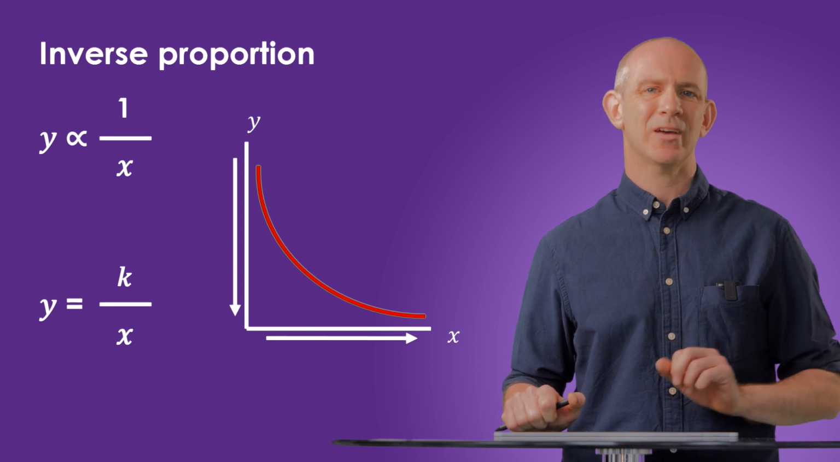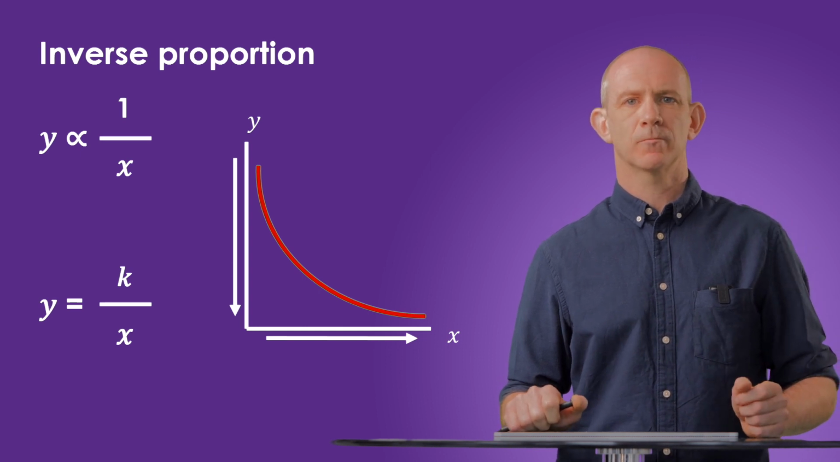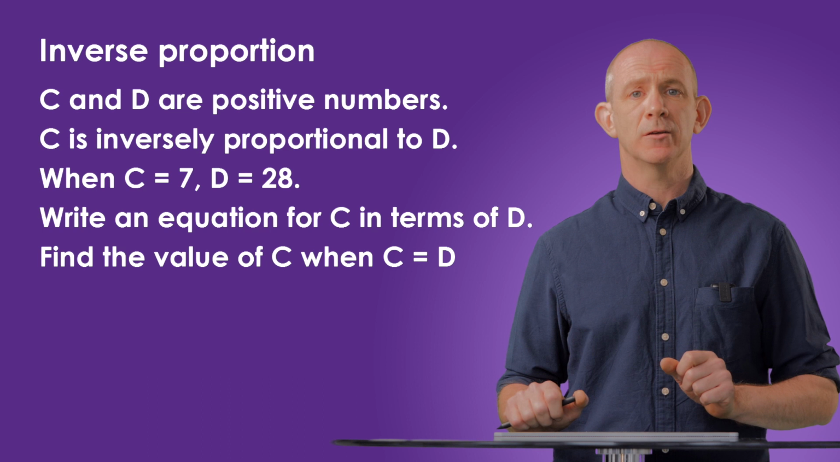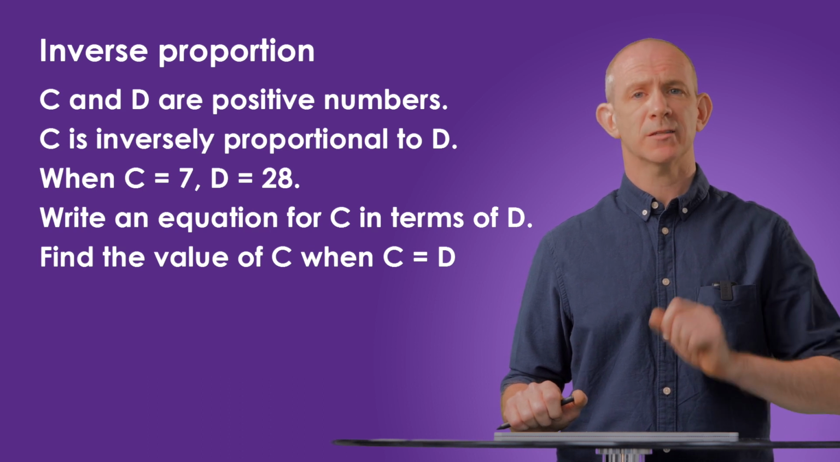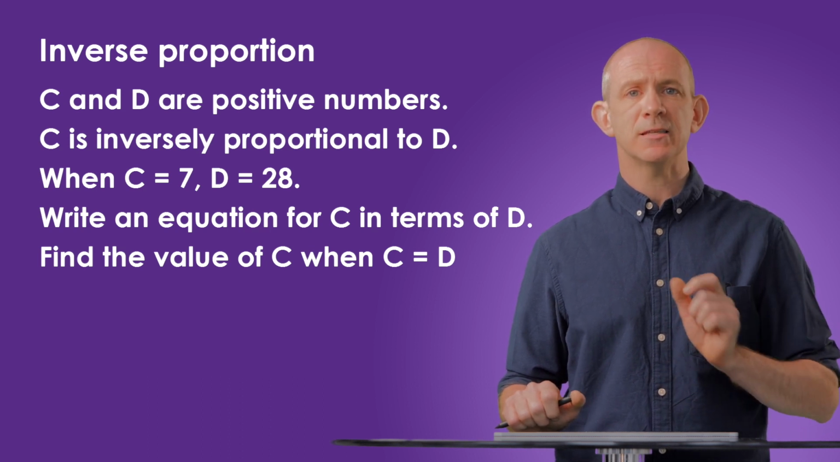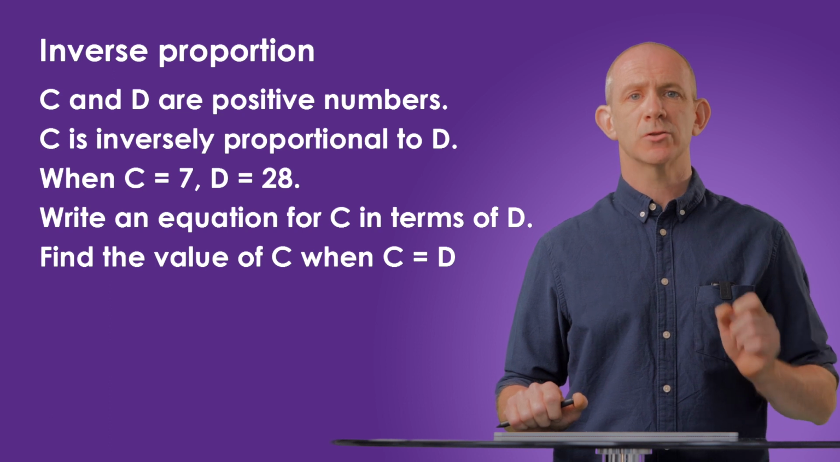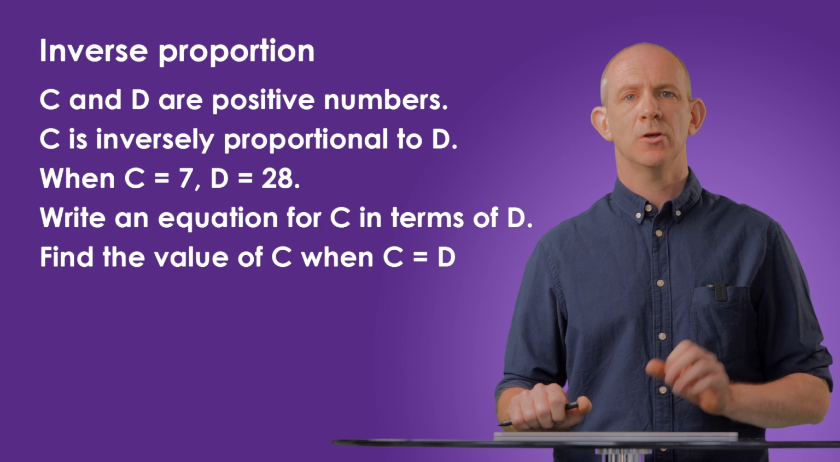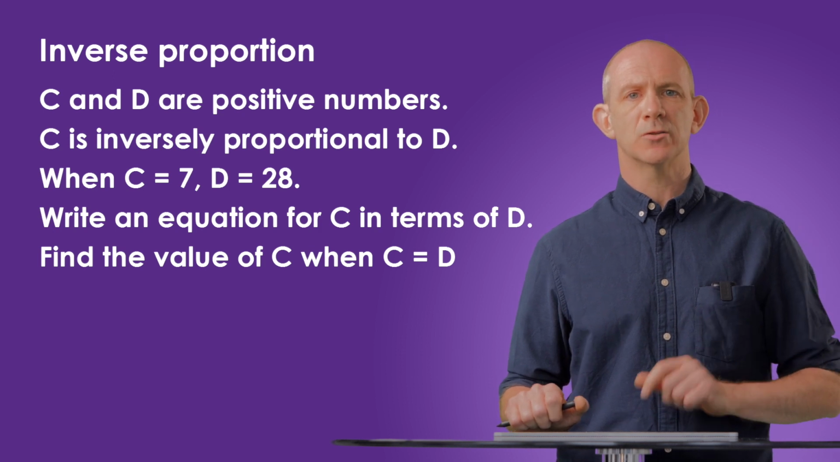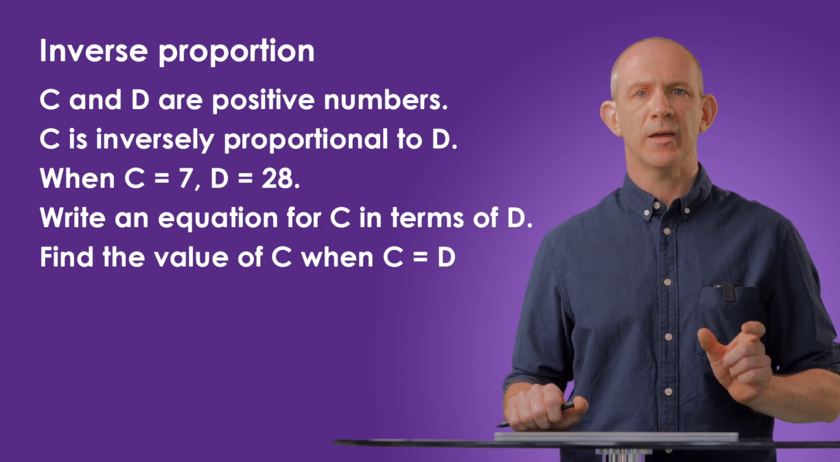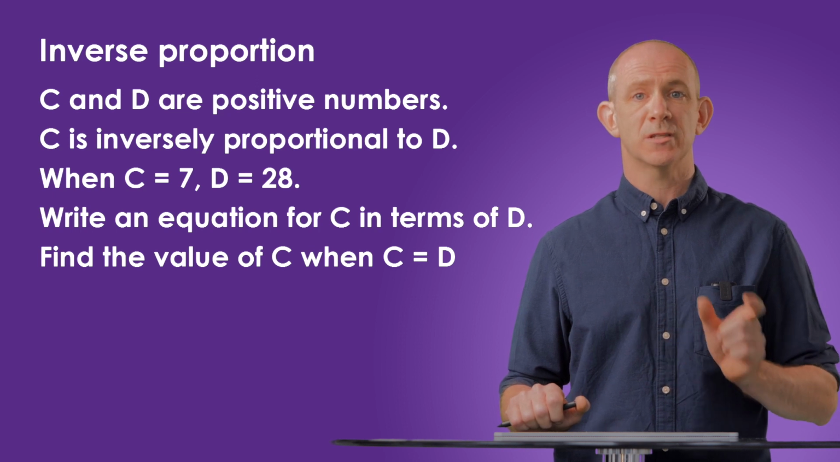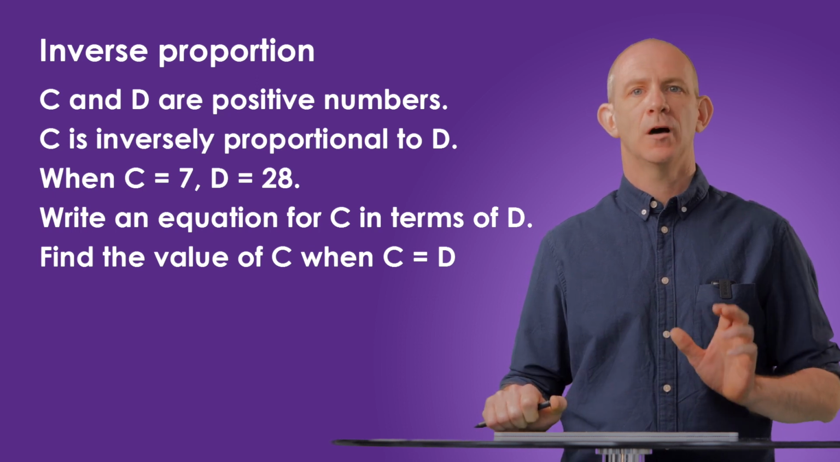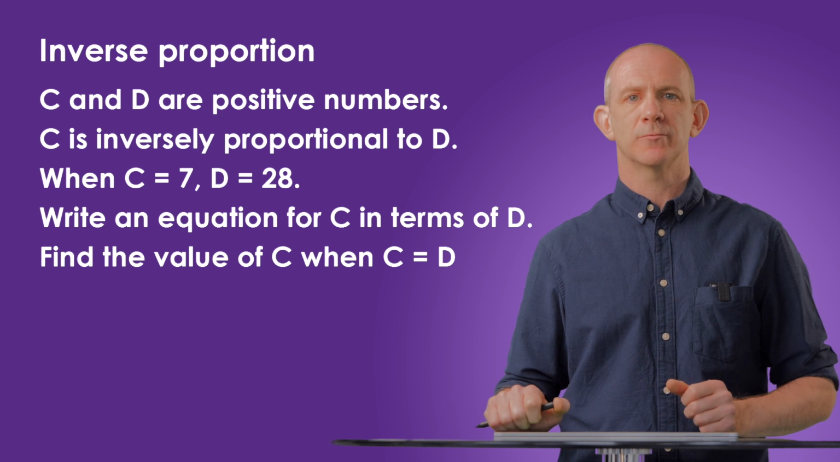Let's have a look at how that's going to work in a question. Here we've got c and d, which are positive numbers. We'll come back to that in a moment. And c is inversely proportional to d, so that when c equals 7, d equals 28. We need to write an equation for c in terms of d, and then we need to find the value of d when c equals d. I'll show you how we do that in just a moment.